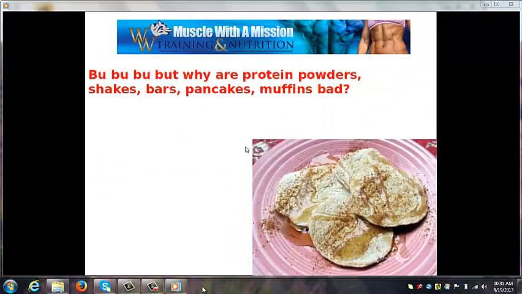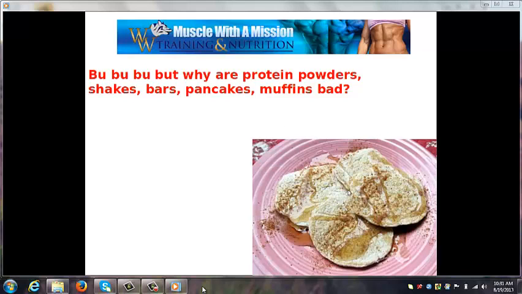So here's a great point, and this is the biggest question, and I want everybody to really pay close attention here because this is a big deal. I've explained this to people before, and they're thinking to themselves, but why are protein powders, shakes, bars, pancakes, muffins, why are they bad? Even when I explain what I just did the last 10 minutes, they want to know why they're bad. Well, here's why they're bad, okay?